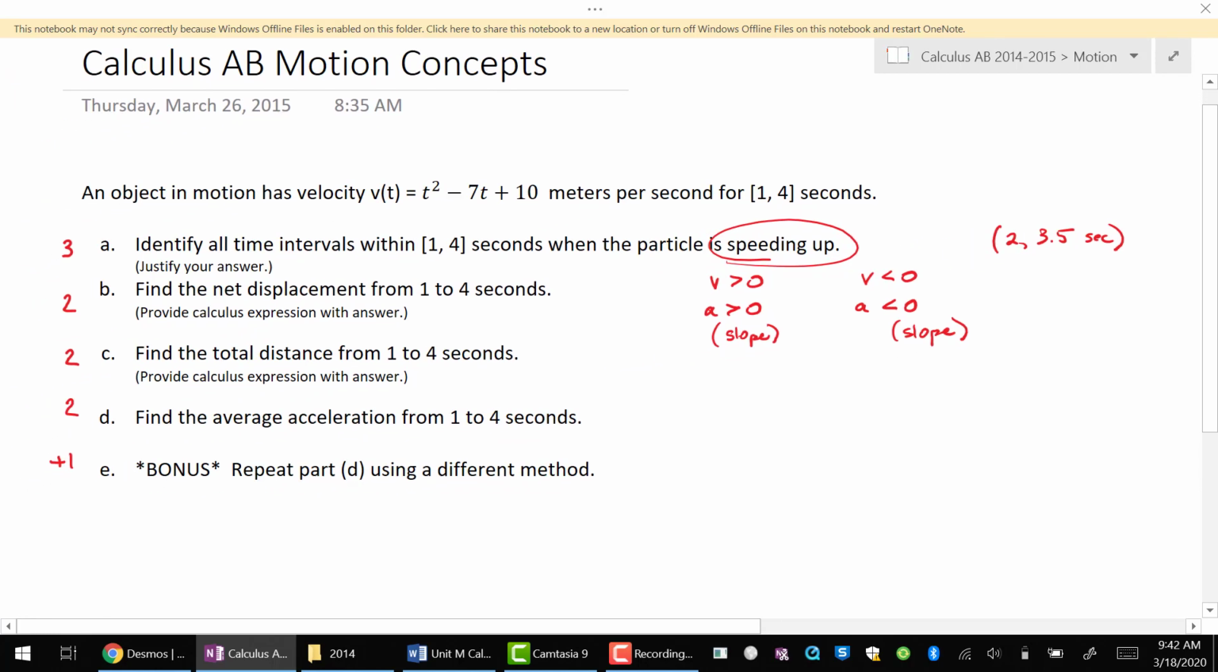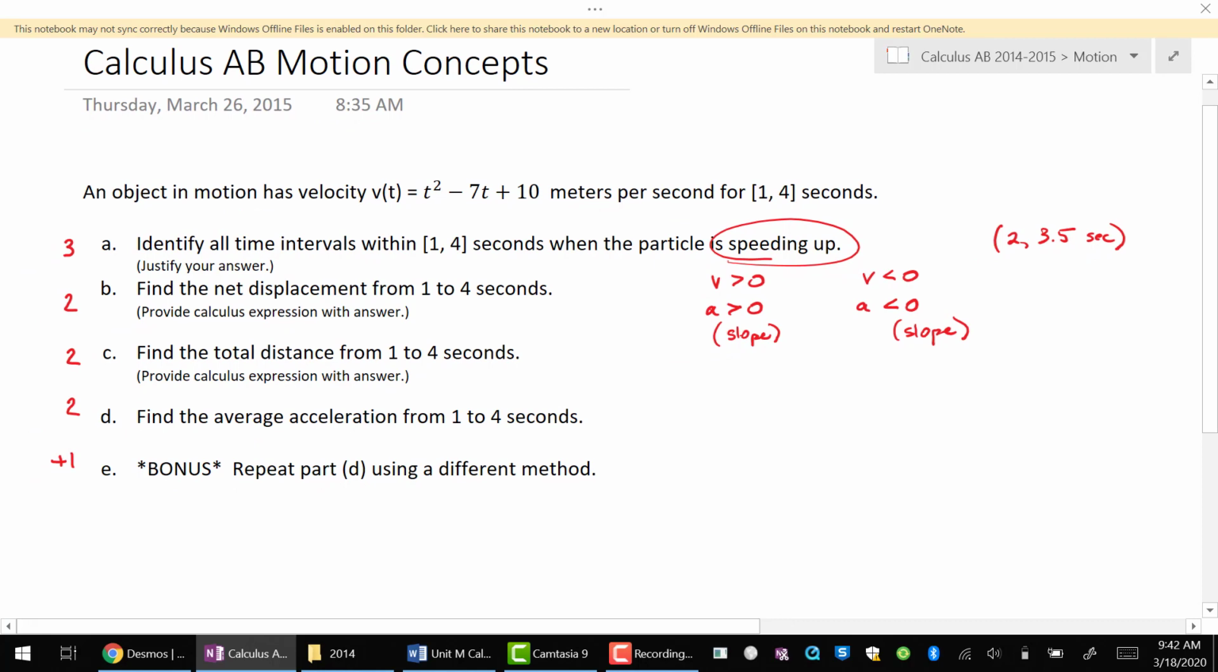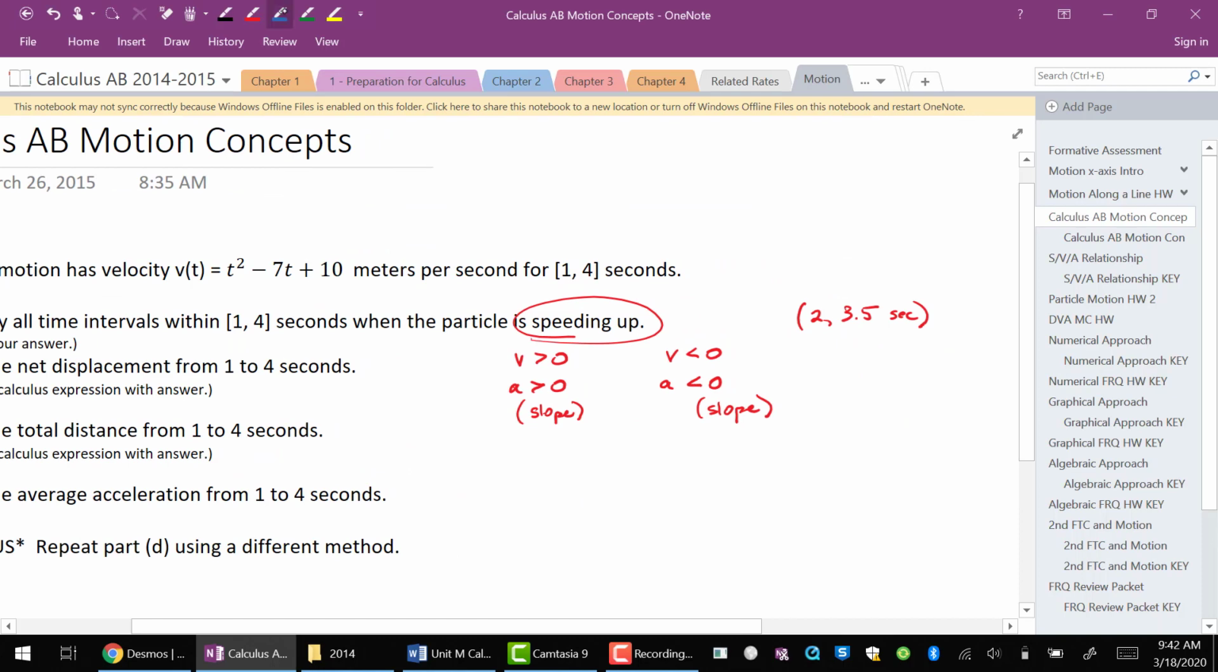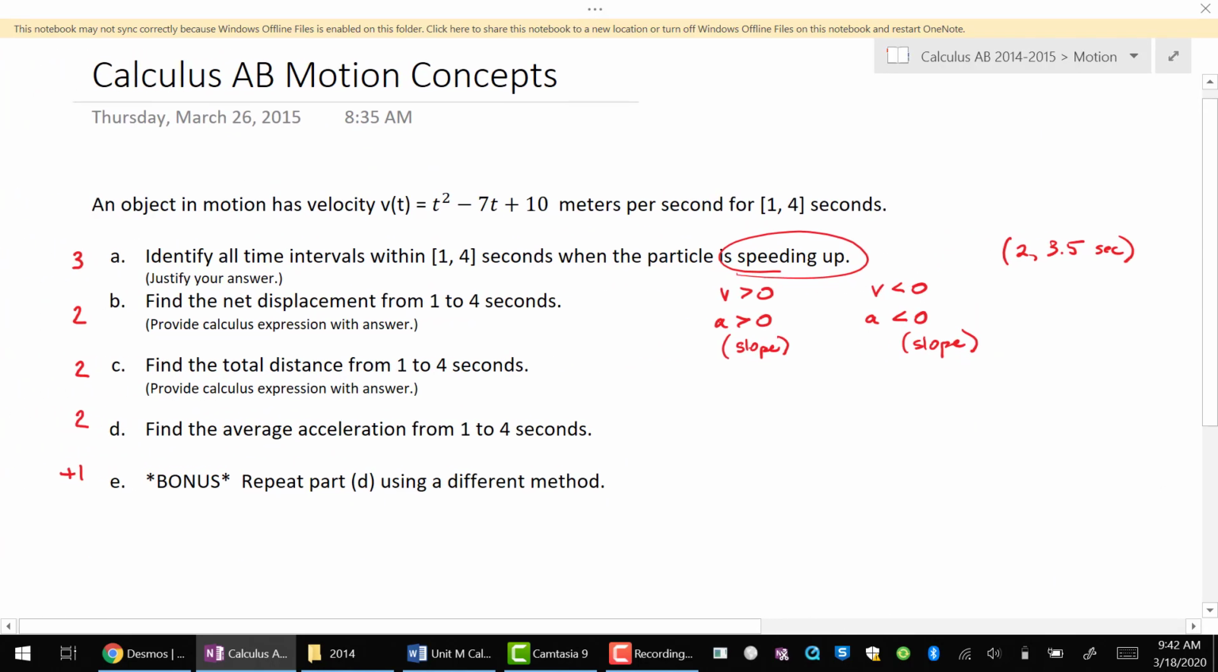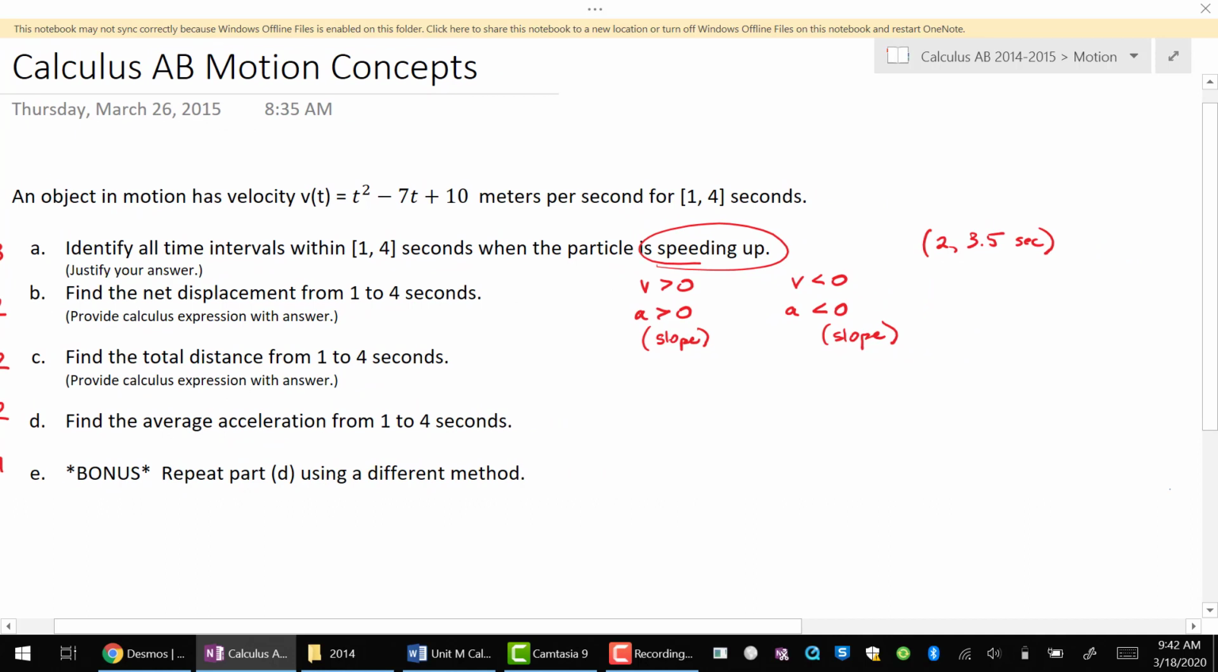Part B. Find the net displacement from 1 to 4 seconds. Recall that we learned yesterday that the net displacement formula, if we're given velocity, is to simply find the integral of velocity from 1 to 4. And you can hit Math 9 on your TI-84s to compute that. The velocity function, of course, is given back up here.